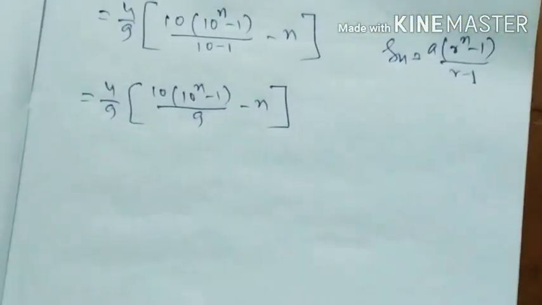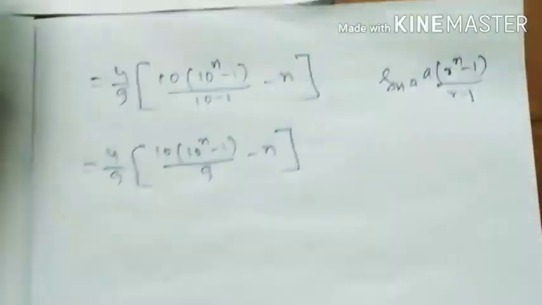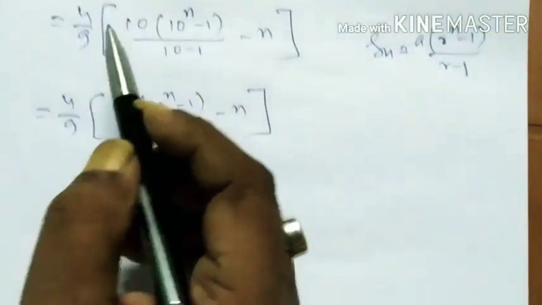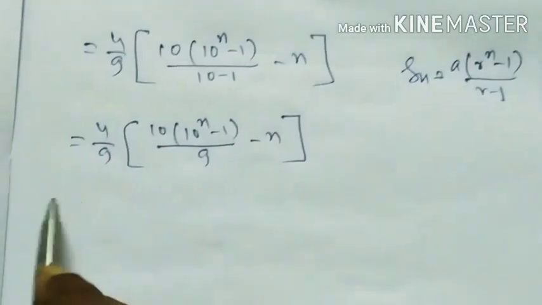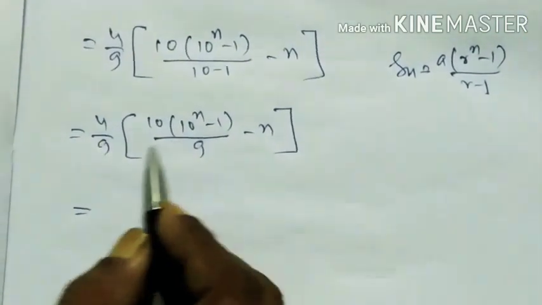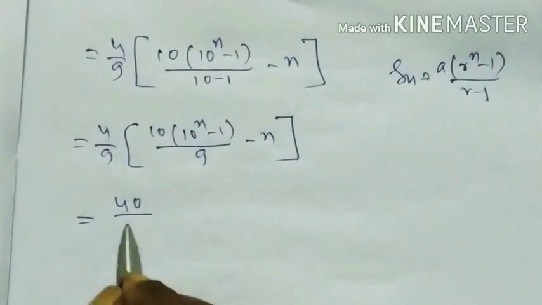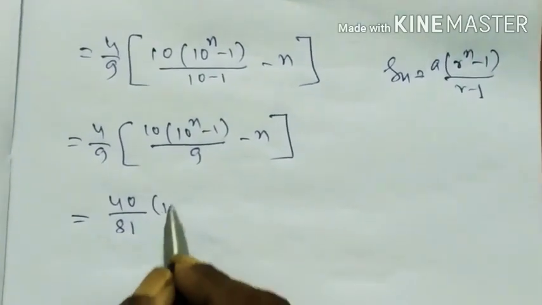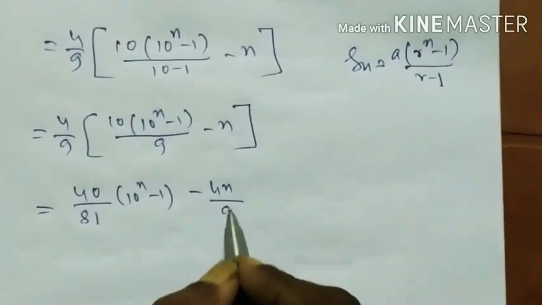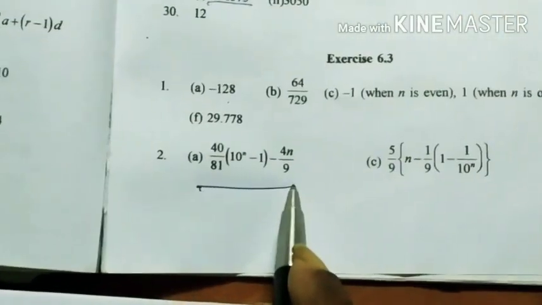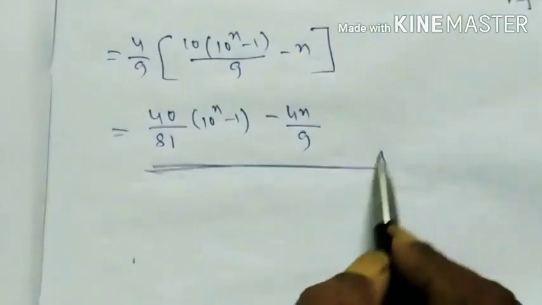Let me see what is the answer given here. The answer they have, this is the arrangement. You open the bracket: 40 by 81 times 10 to the power of n minus 1, minus 4n by 9. See, this is your answer, and this is the answer.